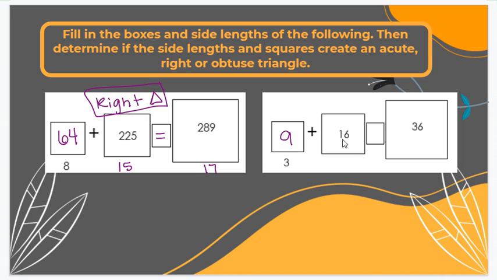All right, so the area of this one would be 9, the side length here would be 4, and the side length here would be 6. So we want to see if 9 plus 16 is 36, and 9 plus 16 is 25. So this is no, but what symbol would go here? 9 plus 16 is 25, so we would get a less than symbol here. The hypotenuse squared is greater. So this one is an obtuse triangle. All right, great job.